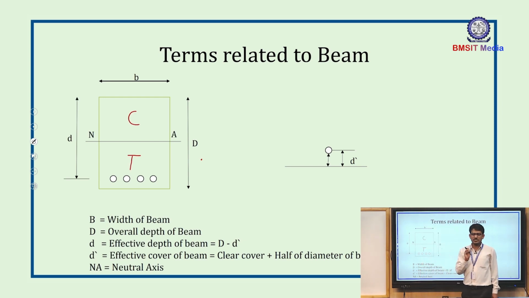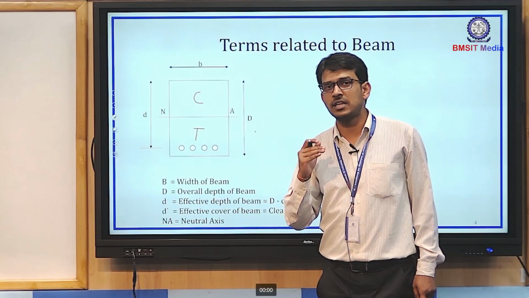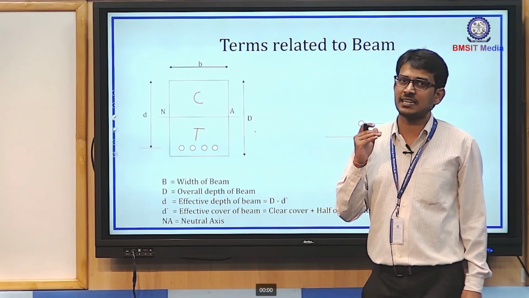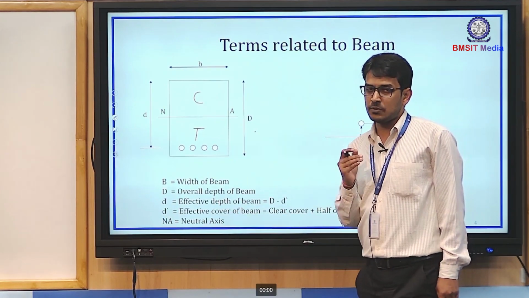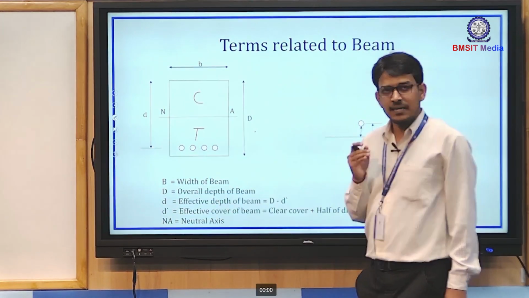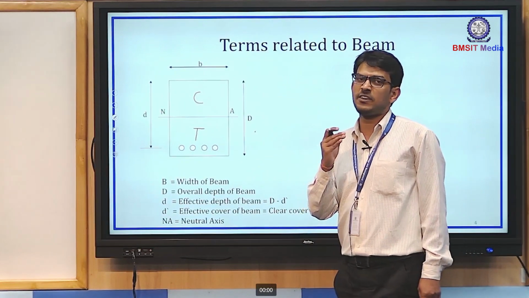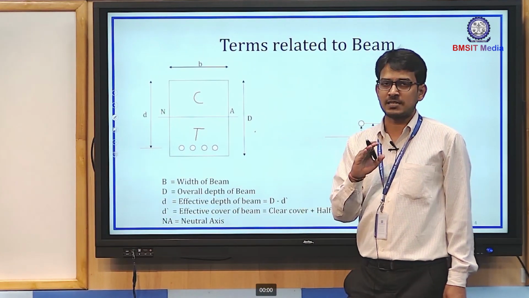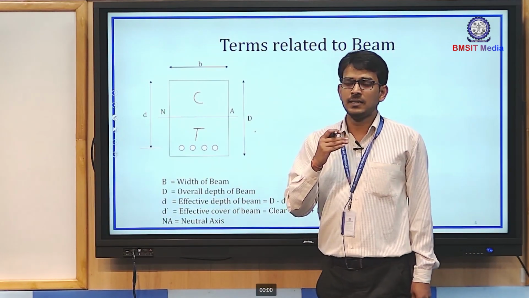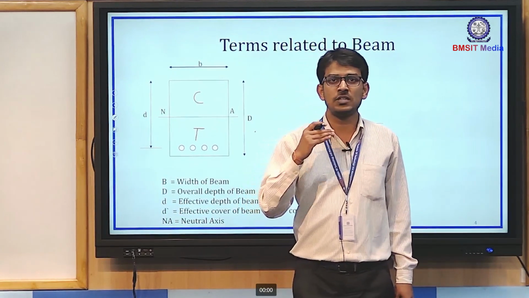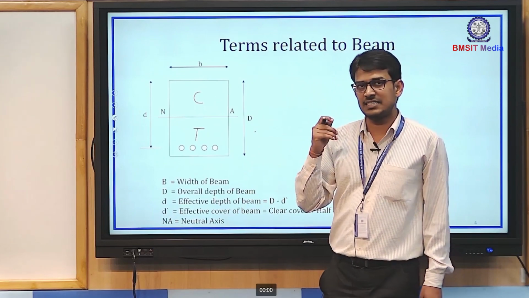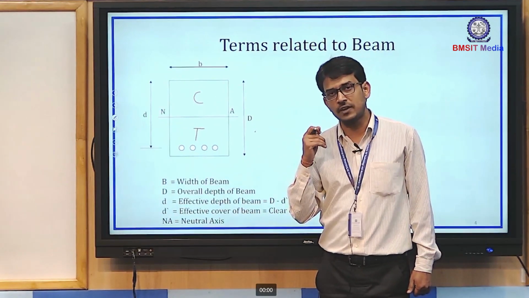Okay, so in a simply supported beam, the zone above the neutral axis is known as the compression zone, and the zone below the neutral axis is known as the tension zone. If we have a cantilever beam, it becomes vice versa. In that case, the compression zone is below the neutral axis and the tension zone is above the neutral axis. That is in the case of a cantilever beam.